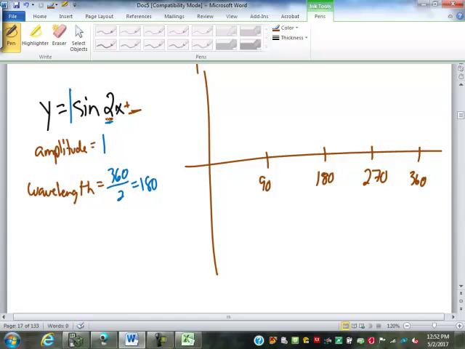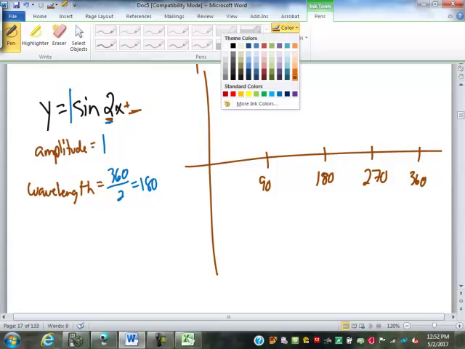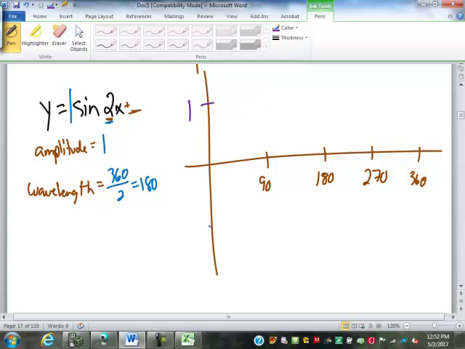Like I said, the way to think of this number is that's the number of cycles that occur in 360 degrees. So we're only going up to positive 1 and down to negative 1 here. We have to complete a cycle in 180 degrees now. So we have to be back to 0. So the other 0 would be halfway at 90. So 1 and negative 1 are at the halfway points.